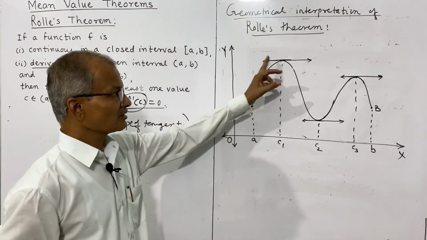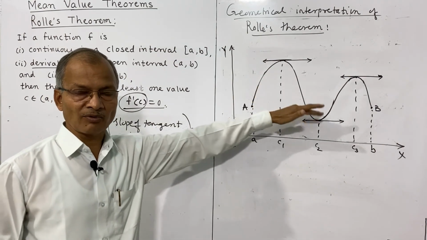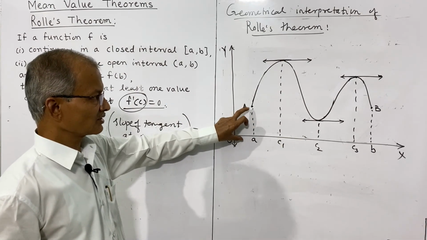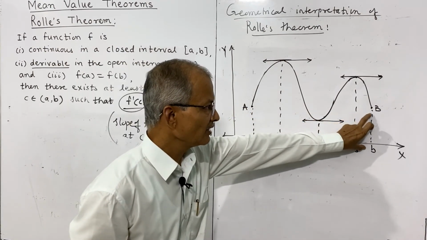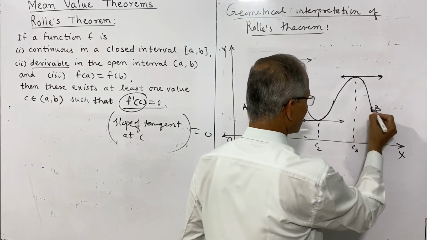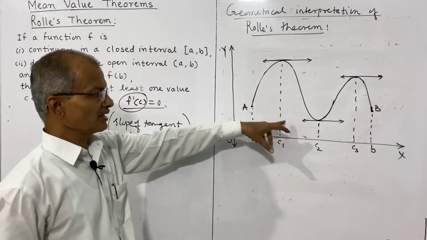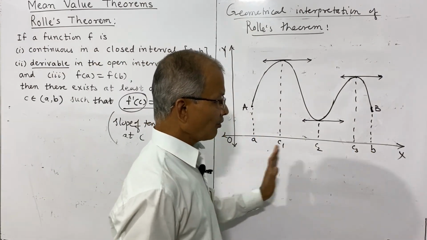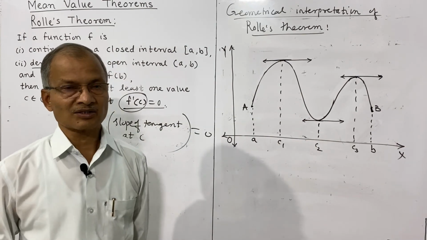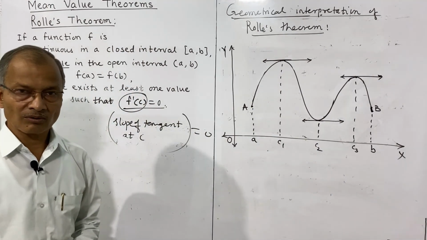That means the curve is without break, the curve is smooth, means we can draw tangent at every point to the curve, and the ordinates at end points, this height A and B are equal, these heights are equal. You may see this, take this point as B, this must be equal. Then there exists at least one point in the interval AB, open interval AB, such that tangents at that point are parallel to x-axis. That is the geometrical meaning or geometrical interpretation of Rolle's theorem.